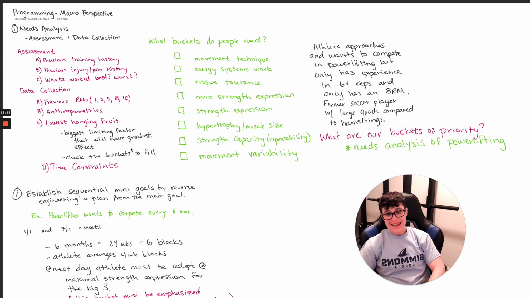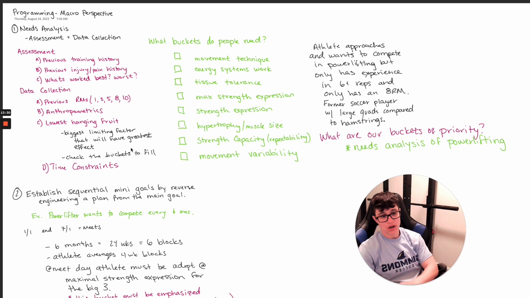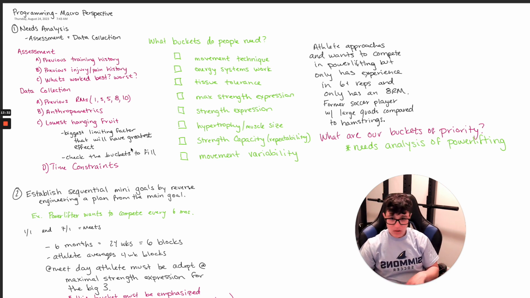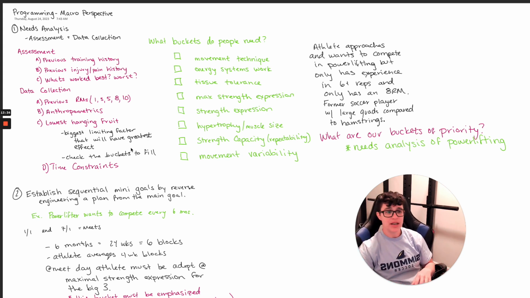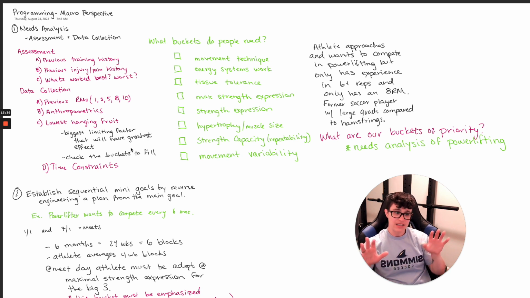All right. Next step is to establish the sequential mini goals by reverse engineering a plan from the main goal. So like I said, I'm going to start with B. What do they need to have on this date? So for example, a powerlifter who wants to compete every 6 months, let's say their competitions are on 1-1 and 7-1. Today is 1-2. They just competed yesterday. They did fantastic, right? Their next meet is in 6 months. We know that we have 24 weeks.